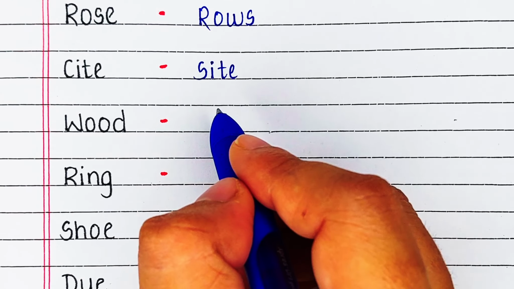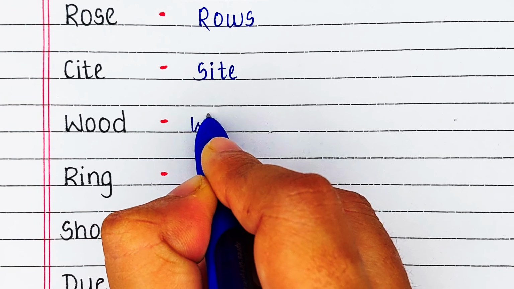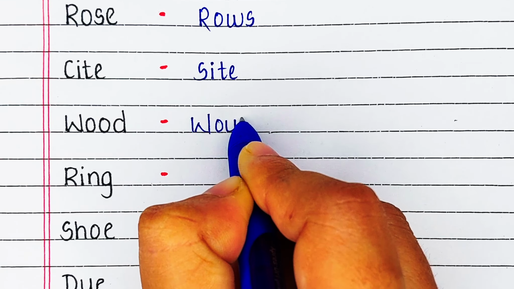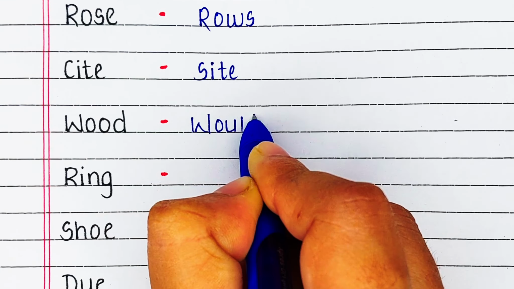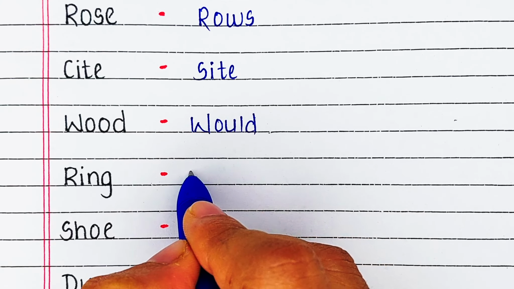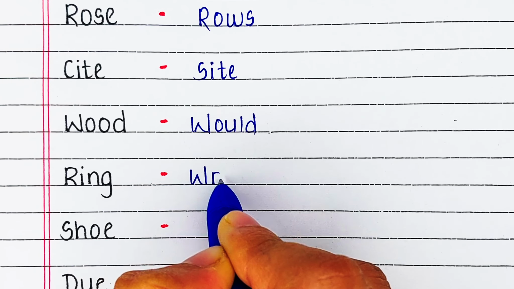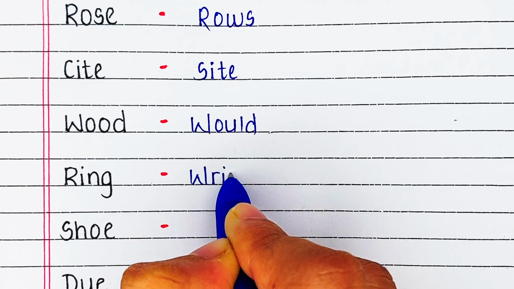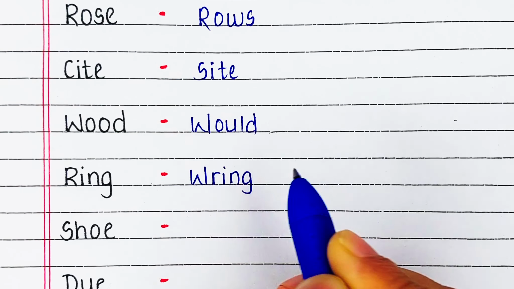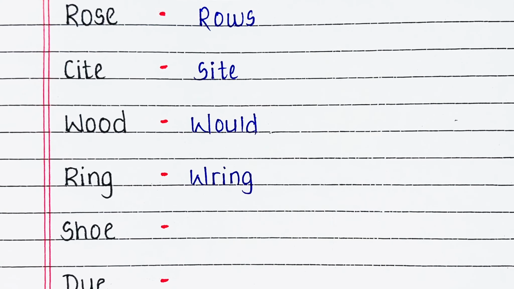Next pair of confusing words, wood. WOOD means some material that comes from trees, whereas WOULD means something that might happen. Next pair of confusing words, ring. RING means the sound of a bell, whereas WRING means twist or squeeze something to extract liquid.